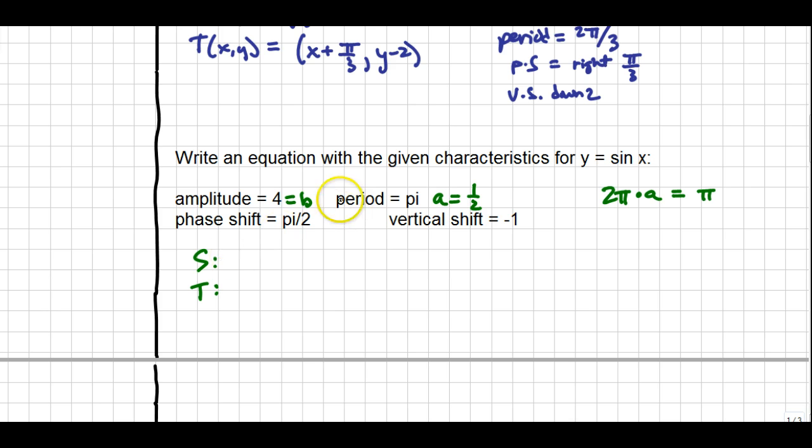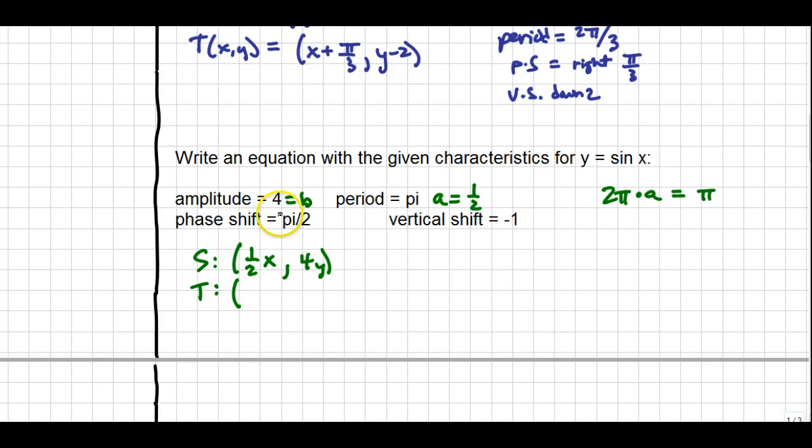The scale changes, remember, are your a and your b. So for the x, I want to say 1/2. So I don't need to worry about opposites here. I'll worry about opposites when I apply it to the equation. And the b value here is the 4, so that's just going to be 4y.